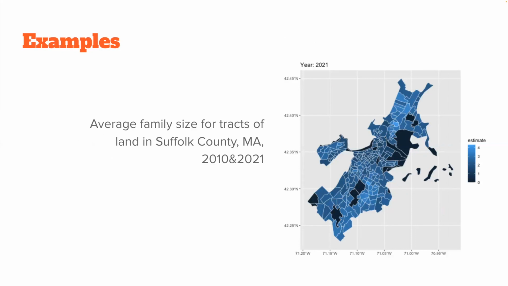This map shows the average family size for tracts of land in Suffolk County, Massachusetts, my home, between the years of 2010 and 2021. As you can see, this graph is much brighter for the year 2010 than it is for 2021, and that shows that the average family size has decreased in the last decade. This is potentially due to the cost of living and raising a family that close to the city of Boston in recent years.